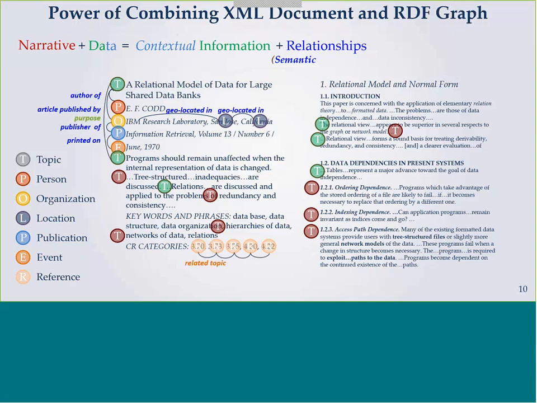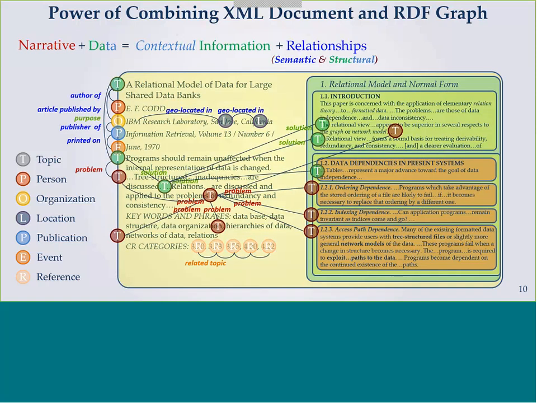So we can keep going through this, and there are related topics, there are problems. The red topics are problems with mainframe data. The green topics are the solutions. And then there's another kind of relationship. It's structural. The data is in a hierarchy, and the hierarchy has meaning. So there's semantic meaning and structural meaning.